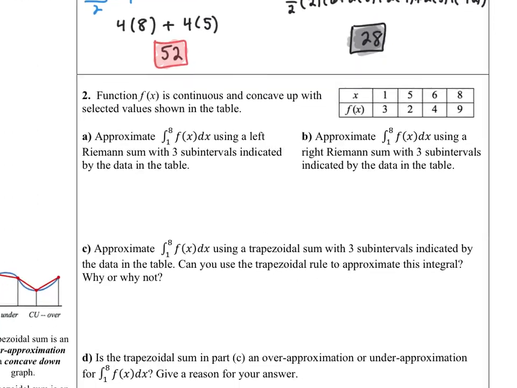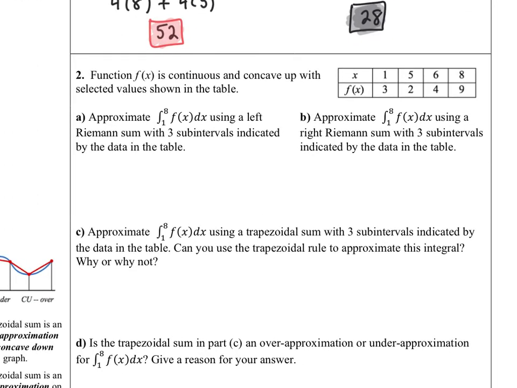We have one more example to go. In this example, again, I have a table of values. I'm asked to do a left Riemann sum in part A with 3 subintervals indicated by the data.